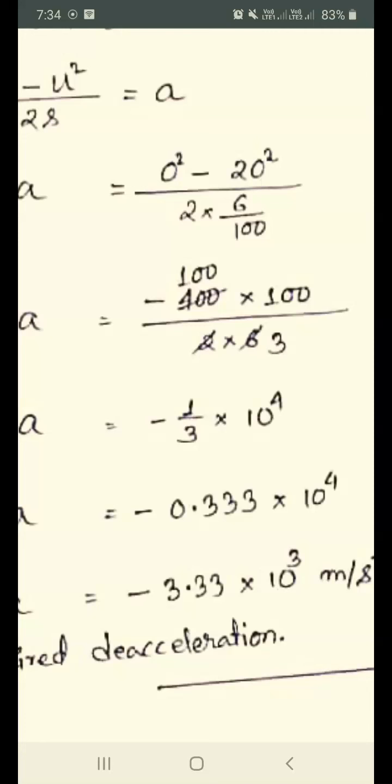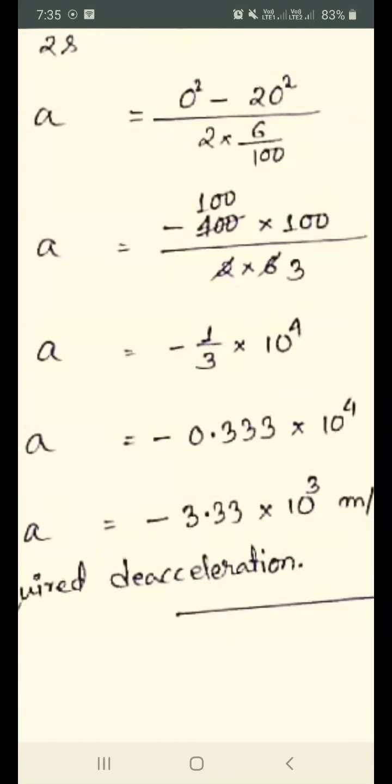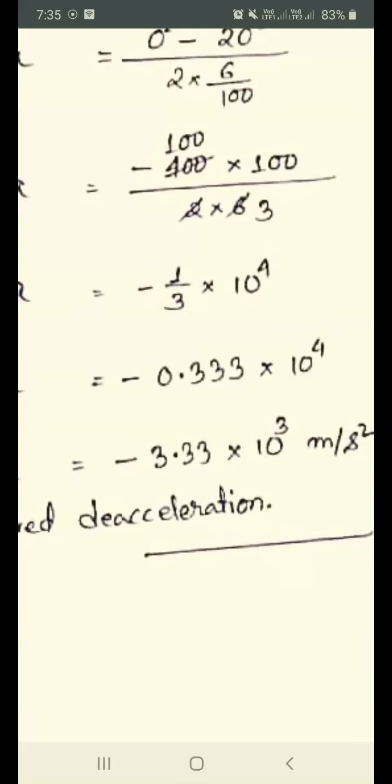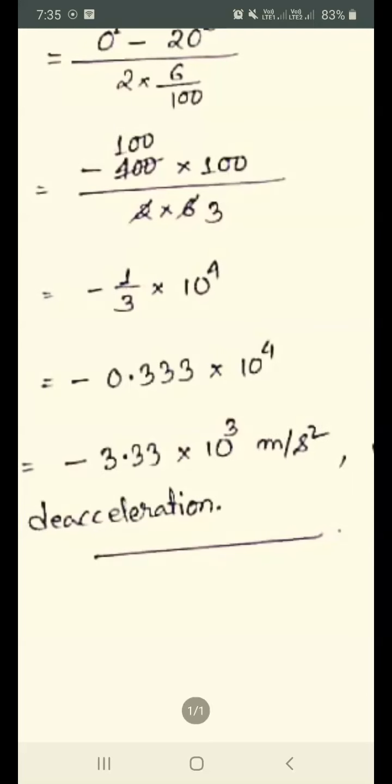So we cancel out numbers, because 6 into 2 is 12, 4 ones are 4, 4 100, then 4 3s are 12. So it becomes 1 by 3 into 10 to the power 4. I have written it in exponential form. This makes things easy. So minus 1 by 3 into 10 to the power 4. Minus 1 by 3 means 0.333 into 10 to the power 4, which is equal to minus 3.33 into 10 to the power 3 meter per second square.